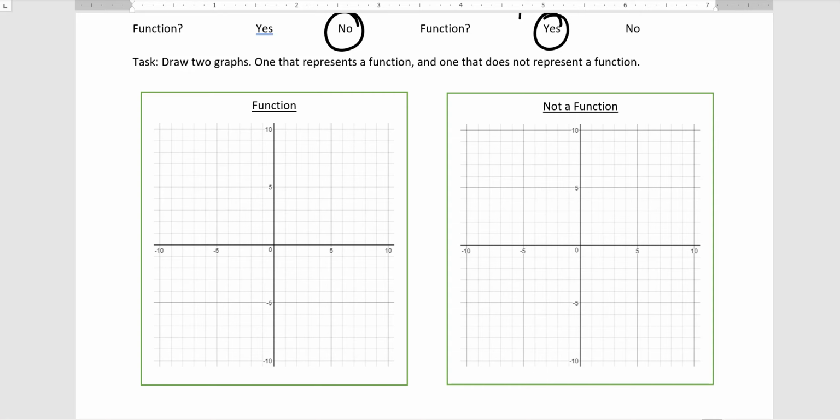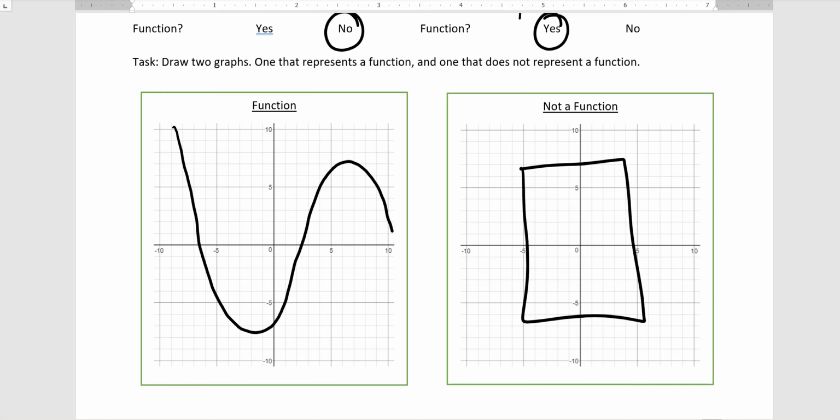All right, let's see. So obviously your graphs can look much different from mine. Something that is a function, the key here is that it passes the vertical line test. So it could be something like this. Right, something that passes the vertical line test, each input is only going to have one output. Not a function, you could have drawn a lot of things. You could have drawn a square. That would not be a function because this vertical line right here touches in multiple points. Right here touches in multiple points.